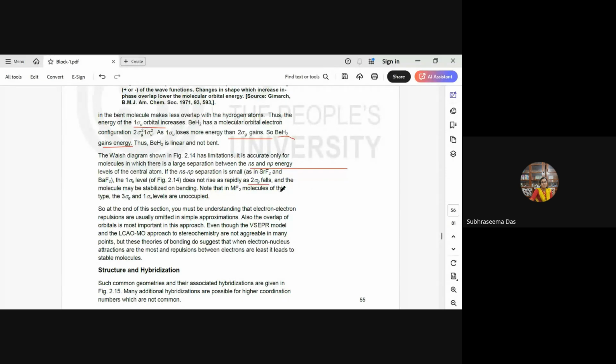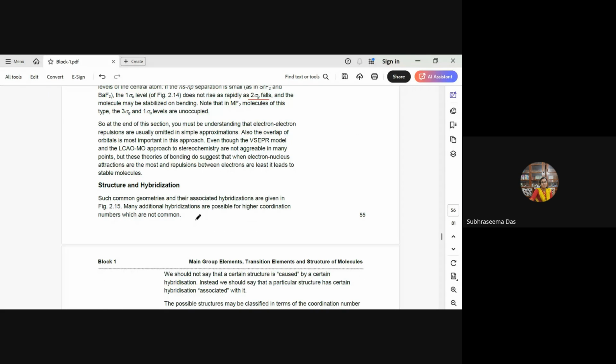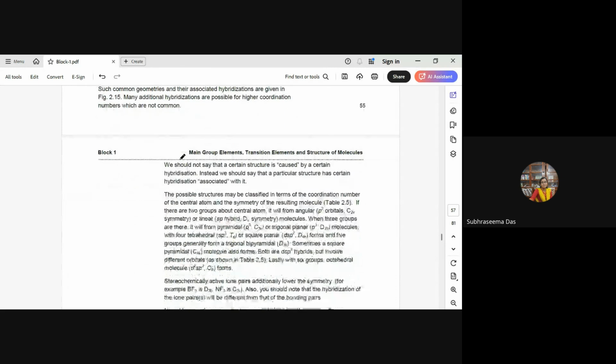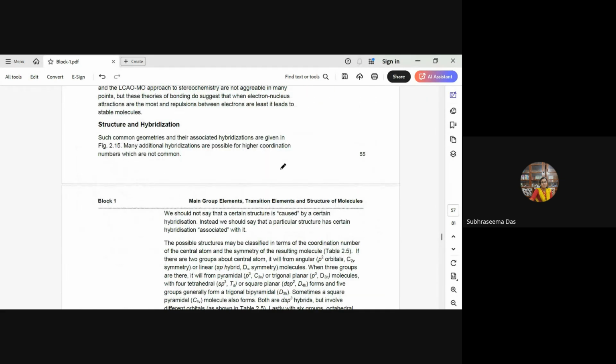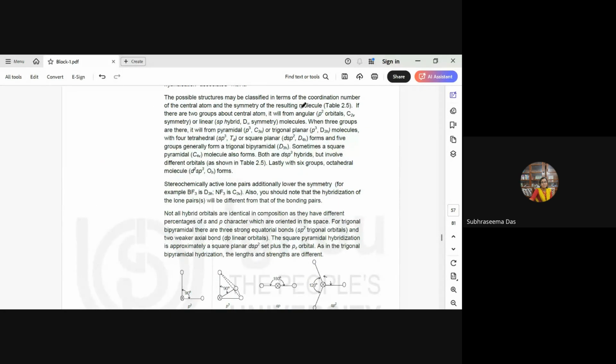So although the VSEPR model and these Walsh diagrams do not agree with each other, they certainly give us an idea about the symmetry, the energy and the geometry of the molecules. Some common geometries and their associated hybridizations are given in figure 2.5. Many additional hybridizations are possible for higher coordination numbers which are not known. The possible structures may be classified in terms of the coordination number of the central atom and the symmetry of the resulting molecule.